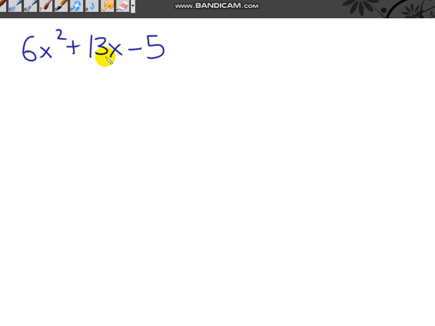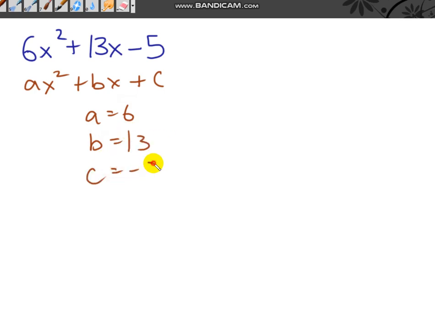So what we have here is, again, this is the form ax squared plus bx plus c. A is 6, b is 13, and c is going to be negative 5. Again, as we're trying to identify these constants, it's only the numbers that are in front. Okay, so let's go ahead and do our x method.